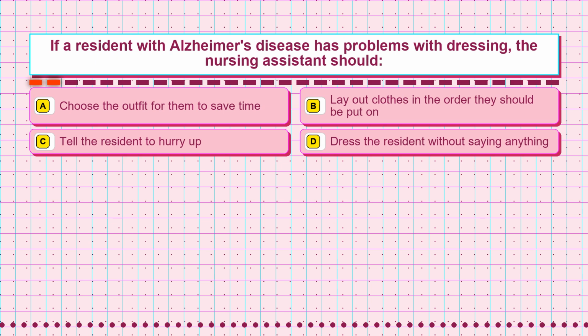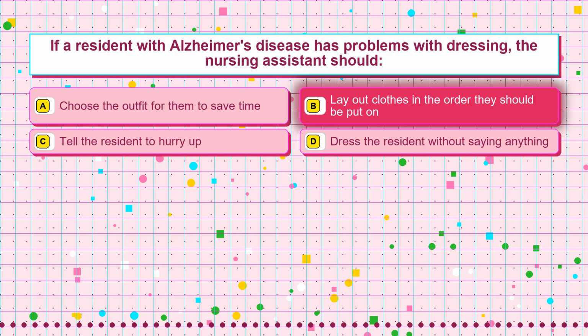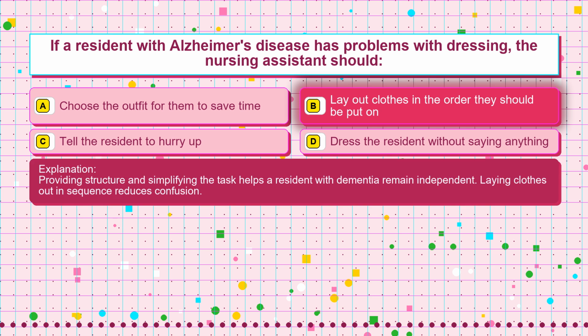Question 28. If a resident with Alzheimer's disease has problems with dressing, the nursing assistant should: Option A, choose the outfit for them to save time. Option B, lay out clothes in the order they should be put on. Option C, tell the resident to hurry up. Option D, address the resident without saying anything. The correct answer is option B, lay out clothes in the order they should be put on. Providing structure and simplifying the task helps a resident with dementia remain independent. Laying clothes out in sequence reduces confusion.